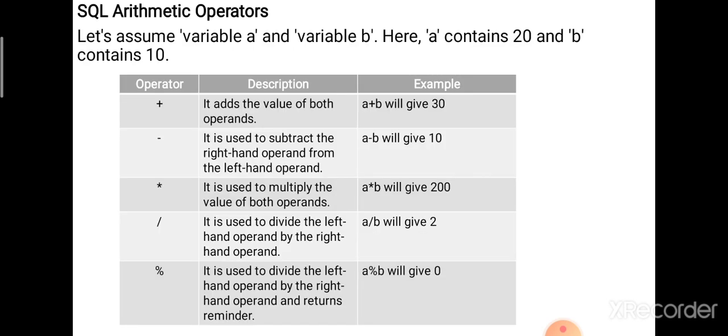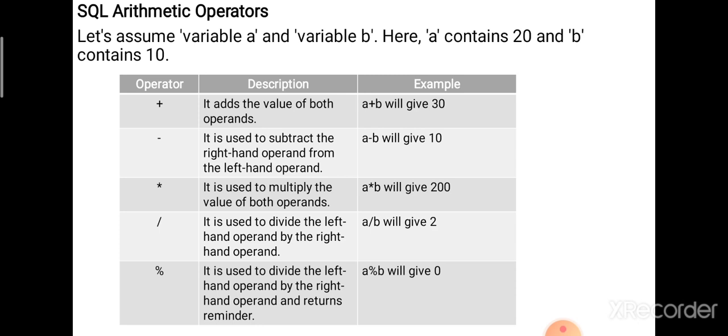Okay. So before seeing the operators, we are going to take two variables A and B. A is assigned the value 20 and B is assigned the value 10. Okay. So if we say arithmetic operators, in all the programming languages, the default operators are plus, minus, asterisk, slash and modulus. Plus means it is addition. So here the table is given, operator symbols and then description, then example.